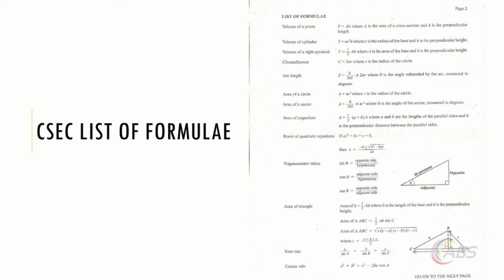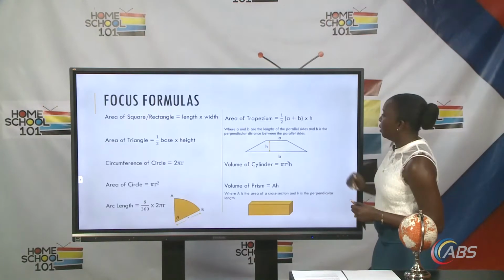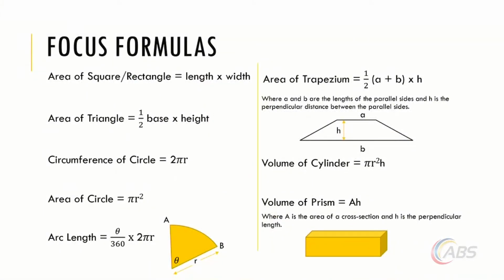All right, so since we're doing measurement, I've actually highlighted a few formulas that we're going to be using. And these formulas are the area of a square or rectangle, which is the length times width, the area of a triangle, which is half base times height, the circumference of a circle, which is 2 pi r, the area of a circle, which is pi r squared, the arc length, which is equal to the angle over 360 times 2 pi r.